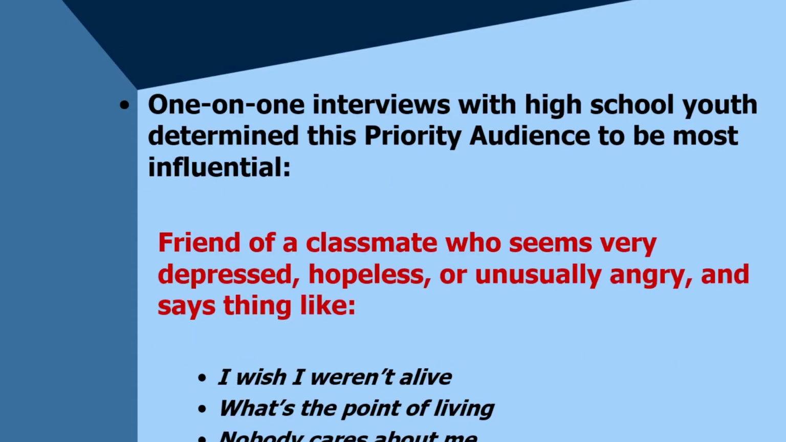One-on-one interviews with high school youth determined this priority audience to be the most influential: a friend of a classmate who seems very depressed, hopeless, or unusually angry, and says things like, I wish I weren't alive. What's the point of living? Nobody cares about me. In other words, the friend of the suicidal youth.